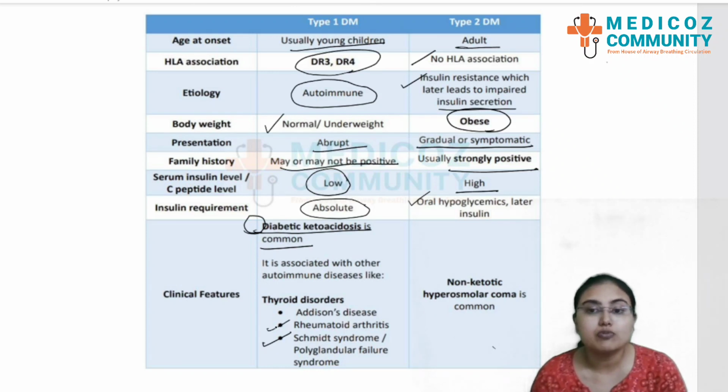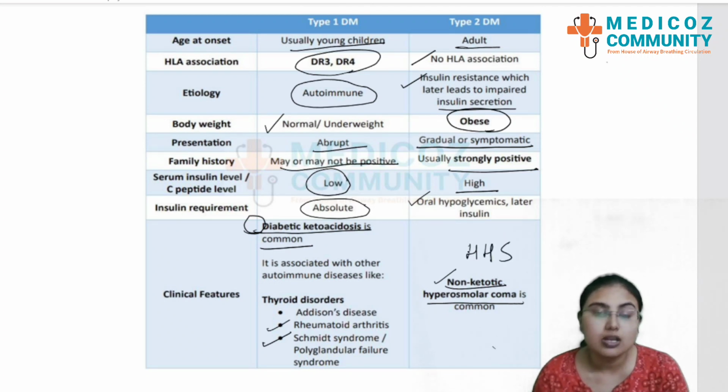On the other hand, type 2 DM has something known as a non-ketotic hyperosmolar coma. I think all of you are aware of a term known as HHS, hyperglycemic hyperosmolar state, which can also lead to coma. So this is more common in type 2. So type 1 has DKA and the counterpart is HHS in type 2.